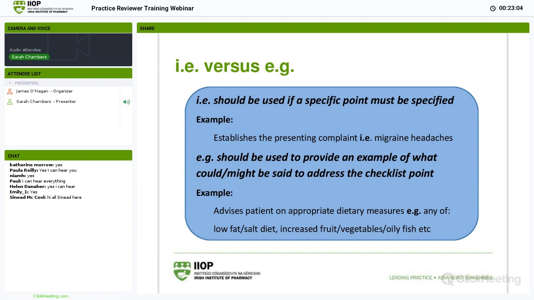E.g. should then be used to provide an example of what could or might be said to address the checklist points. What we found is that quite often pharmacists have a wide range of ways of describing things or using different terms for things while covering the exact same information. So it's important that we use our common sense with these points as well. For example, in practice review in April, I believe, one of the checklist points was establishes the presenting complaint, i.e.